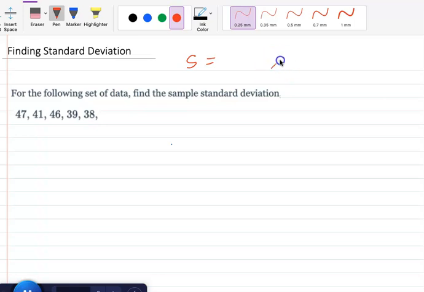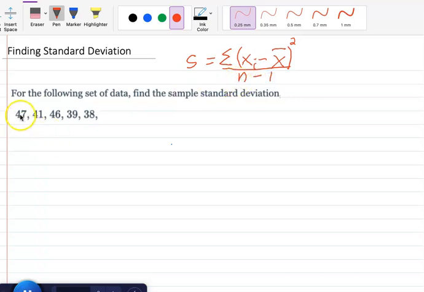First, we're going to find the mean, which is x bar. Once we find the mean, we subtract the mean from each data value, so this is going to be 47, 41, 46, and so on. Once we subtract the mean, we square the answer. Keep in mind, you want to have this in parentheses because you might end up with negative numbers. Once we square the answer, we take the sum of all 5 values, and once we have the sum, we divide by n minus 1.